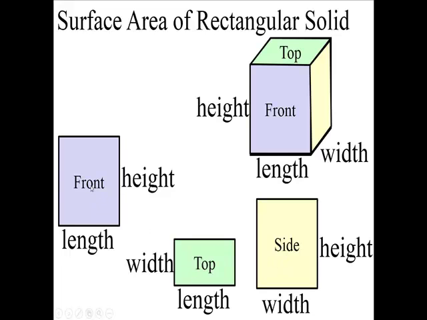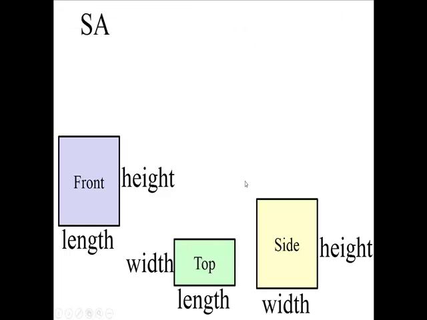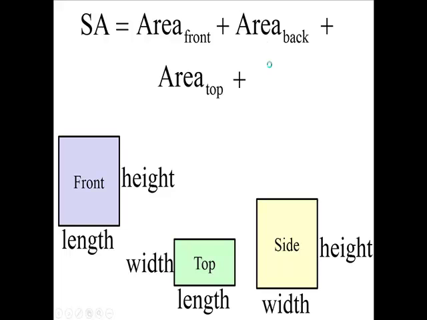And also, the front is the same as the back. The top is going to be the same as the bottom, and this side is going to be the same as the side you can't see. All right? So the surface area is the area of the front and the back, the top and the bottom, and then your two sides.